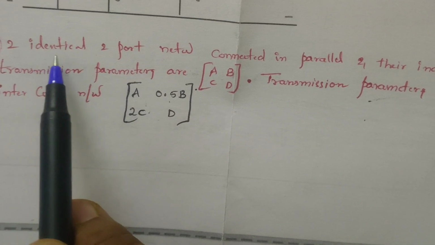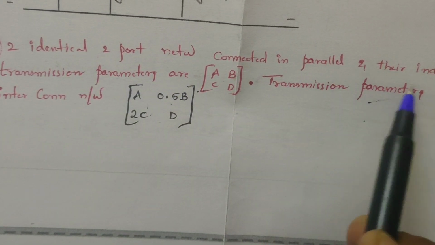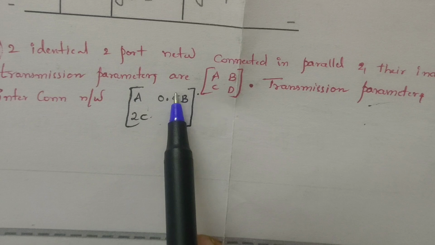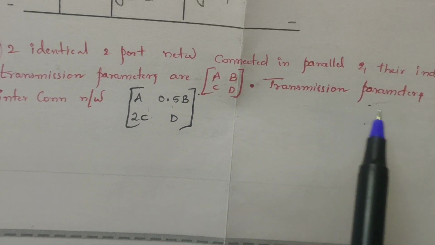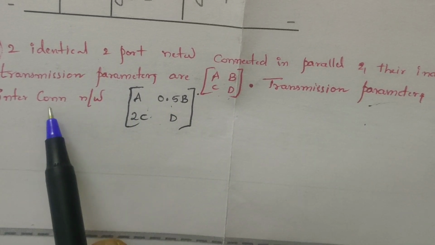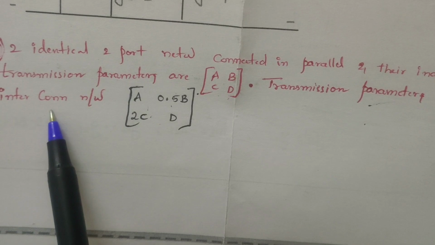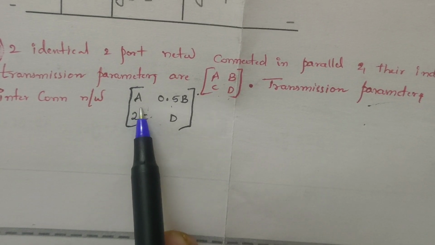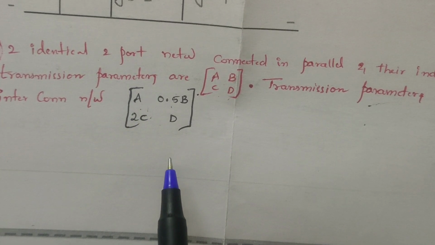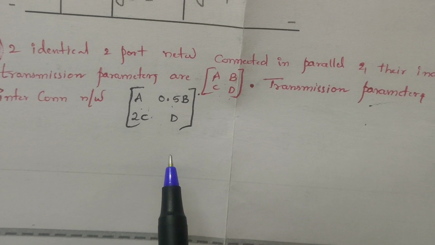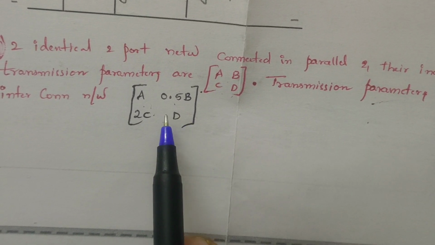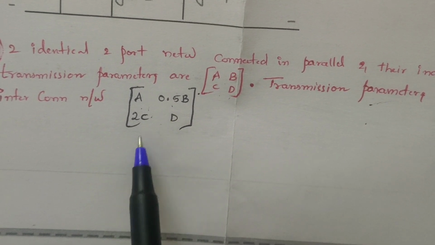When two identical two-port networks are connected in parallel, their individual transmission parameters are ABCD. Transmission parameters ABCD of the interconnected network will be: A remains same and D remains same. That means diagonal elements remain same, and B element will become half and C element will become double.